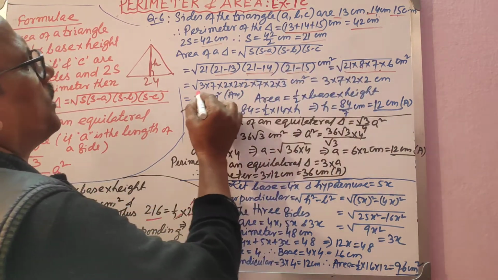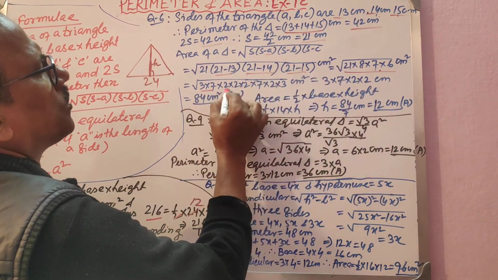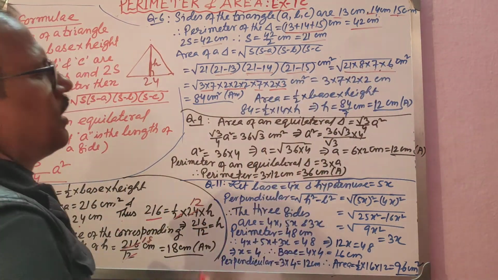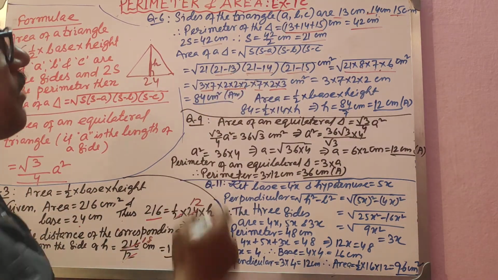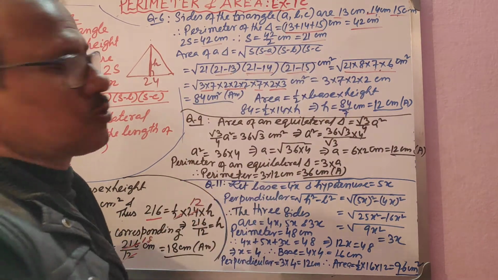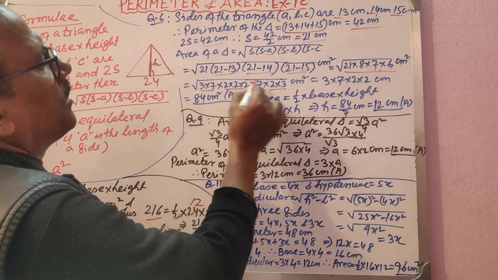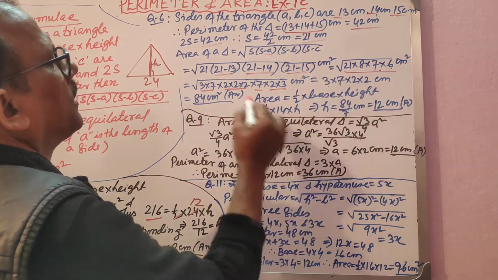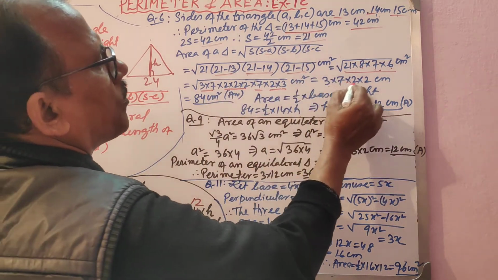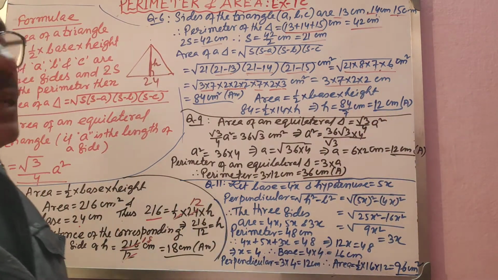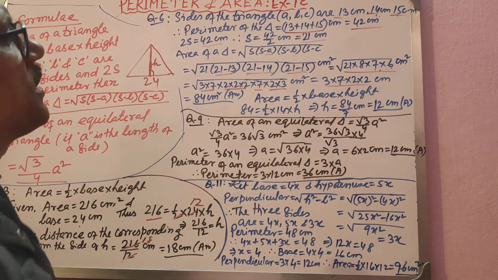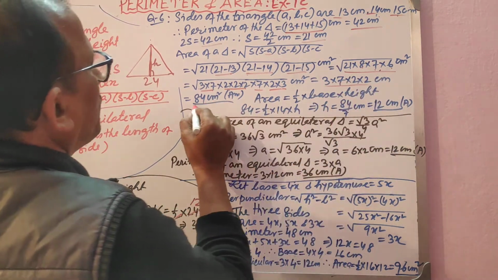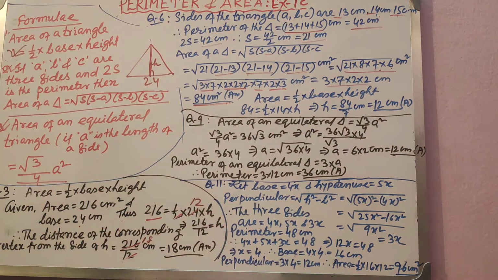Now 21 is 3 into 7. Now 8 is 2 into 2 into 2, then 7 is already there, and 6 is 2 into 3. Out of these prime numbers, you pick one out of the root for each pair. So you know how to find the root value. 3 is there twice, so one comes out of the root. 7 is there twice, one you have picked. 2 is there four times, so 2 you have to pick. So the area will be how much? The area will be 3 into 7 into 2 into 2. So the area will become 84 centimeters square. You found the area of the particular triangle.